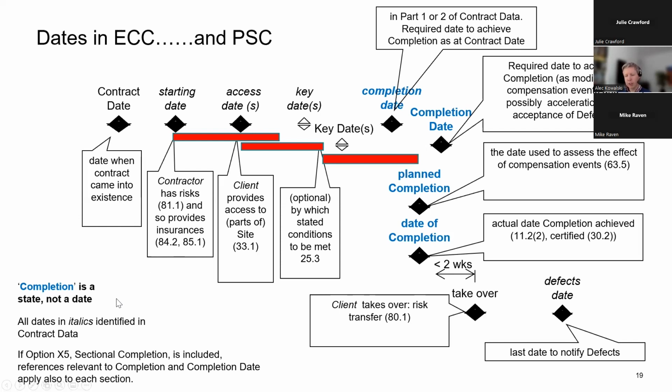If your project can be completed in sections, and that's what you want to do, you use option X5, and therefore all of these things also apply to sections of the work as well as the whole of the works. Okay, so it makes your program much more complex, but that's because your project is much more complex. You're doing the project in sections, so your program is in sections. Okay, the program reflects the project.